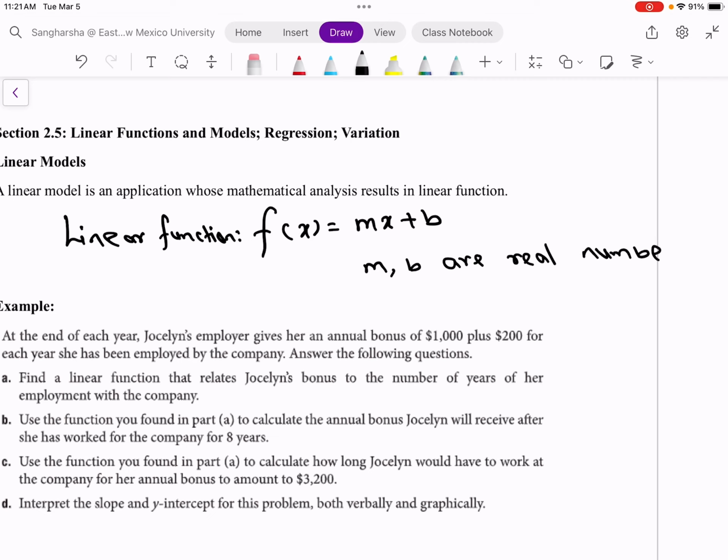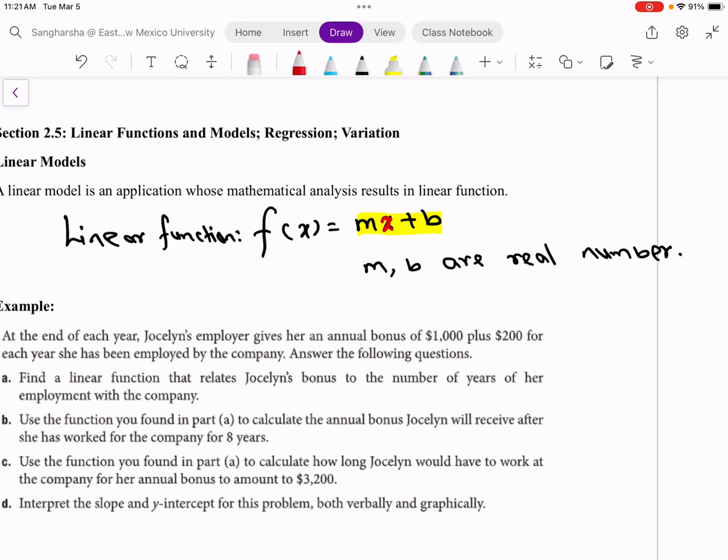So we have a function f of x, or we can have g of x, h of x. If that function is some number times the domain variable x plus a constant, it is a linear function. Here the x, the domain, has the exponent 1. That's the very key thing. If the exponent of your domain is 1, then that is a linear function.